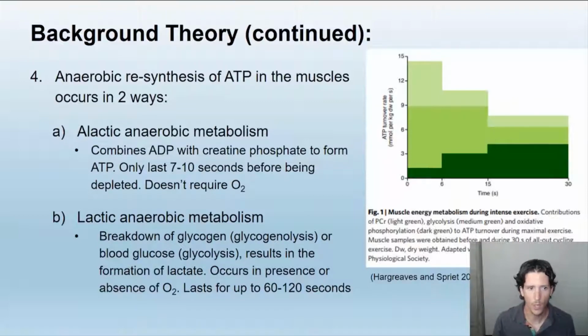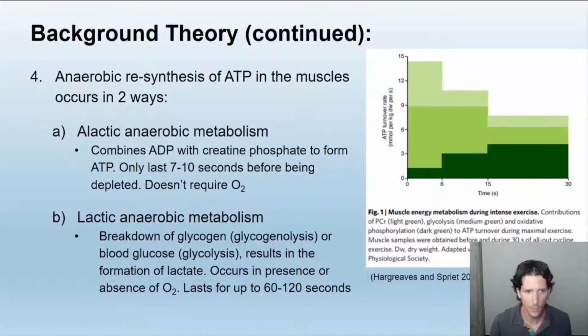So if we look at the metabolic side of things, we know that our resynthesis of ATP in the muscles can occur in two ways anaerobically, and that ATP is going to be used to produce the movement that we require. One way is through what's known as alactic anaerobic metabolism. Alactic basically means not producing any lactate. So this combines ADP that's been used with creatine phosphate in order to form ATP once again.